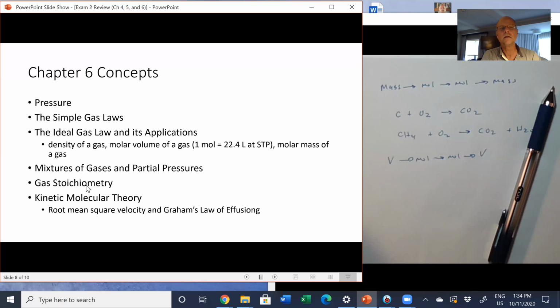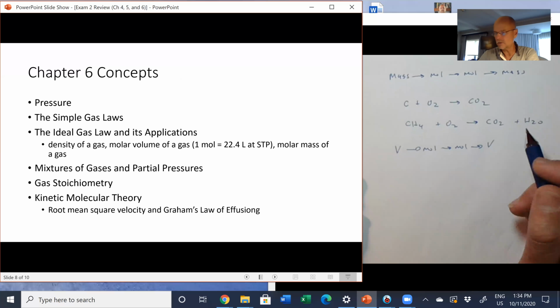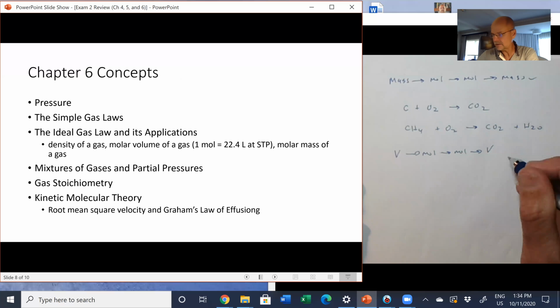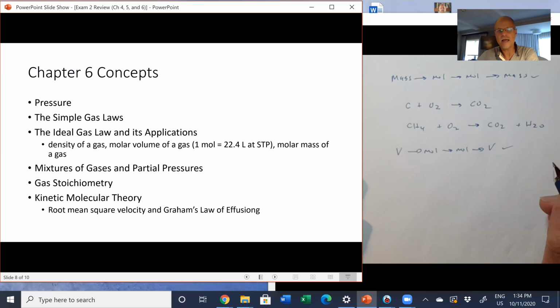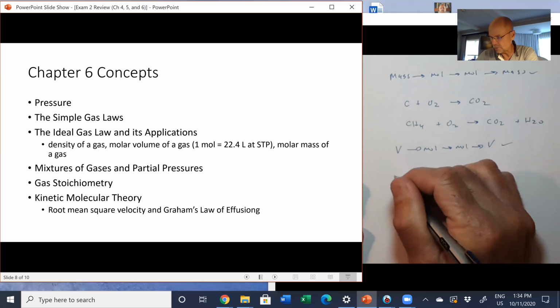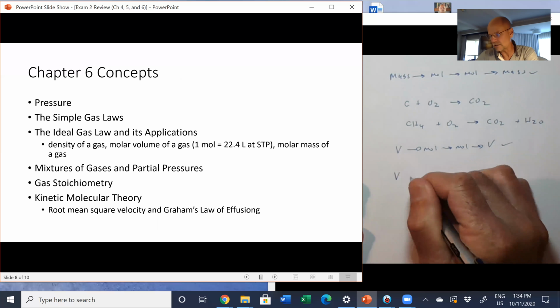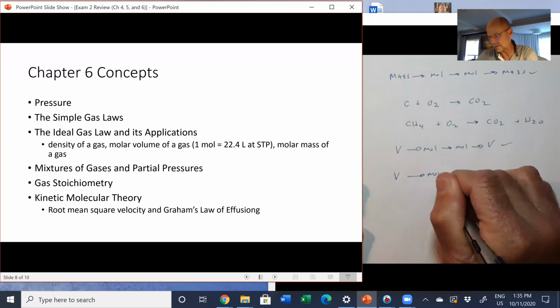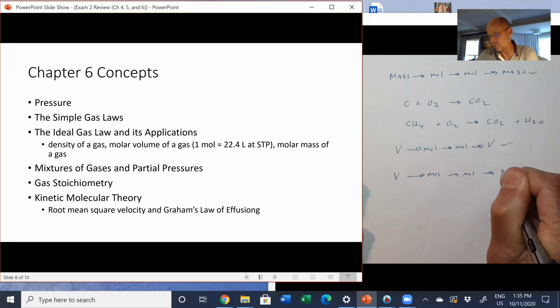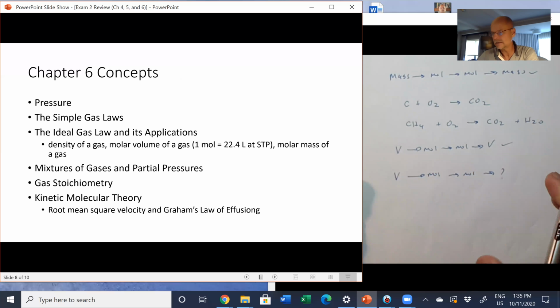Then gas stoichiometry. Notice for regular stoichiometry, we had this. For solution stoichiometry, we had that. For gas stoichiometry, you can go from volume of a gas, and then you use the ideal gas law to get to moles, to whatever you need to get to, right? Very, very similar pattern in all three of these.